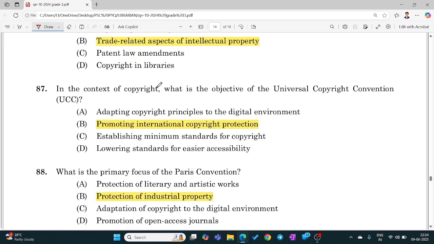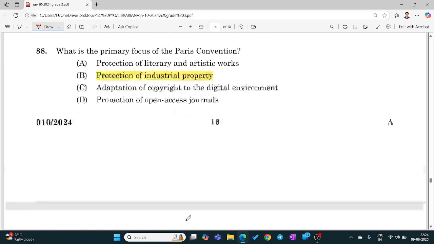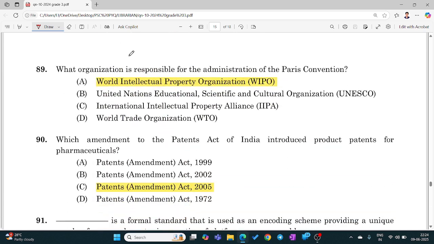In the context of copyright, what is the objective of the Universal Copyright Convention (UCC)? Promoting international copyright protection. What is the primary focus of the Paris Convention? Protection of industrial property. What organization is responsible for the administration of the Paris Convention? World Intellectual Property Organization (WIPO).